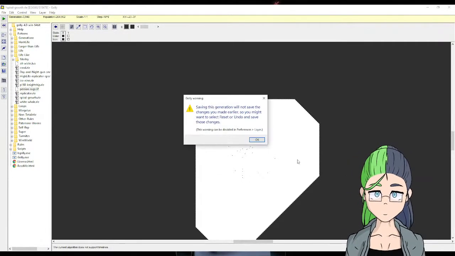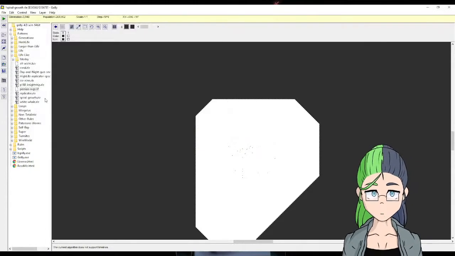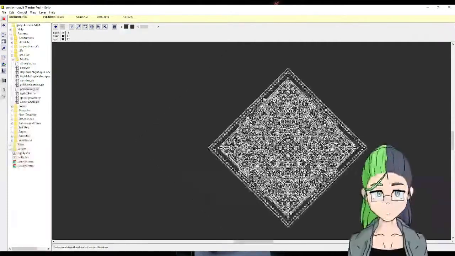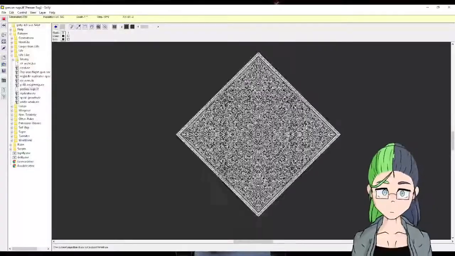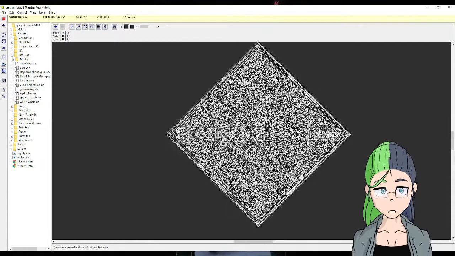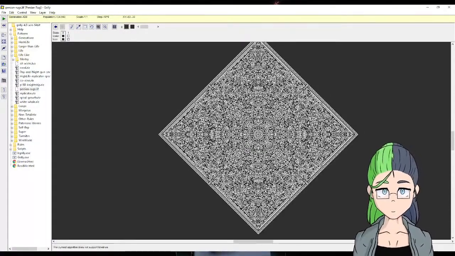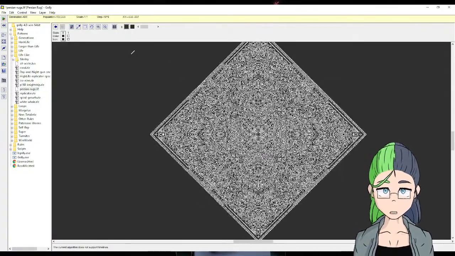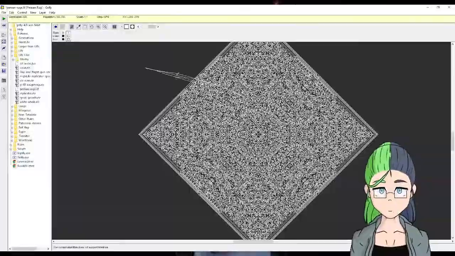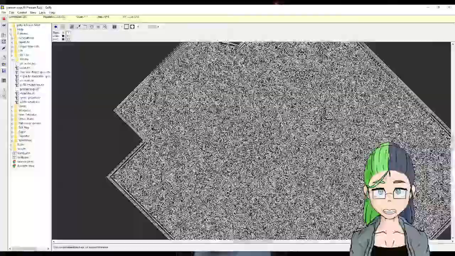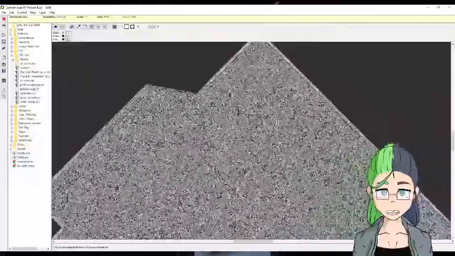Persian rugs! Let's see some Persian rugs. Whoops, I accidentally clicked the wrong button. Let's see some Persian rugs. All right, look at that go. Interesting. It just creates a Persian rug-like design. What happens if I interfere with it? I guess I just accidentally drew a line through it. Oh, look at it go. Man, that is trippy.